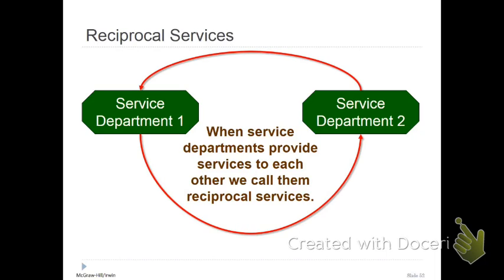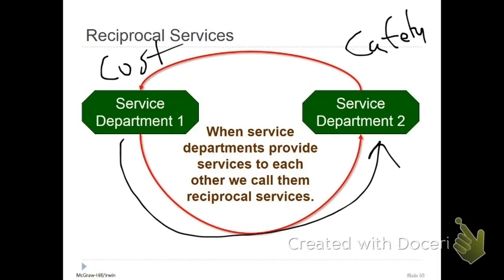An example of this could very easily be custodial, and suppose I have a cafeteria. Neither of them are in the business. I may be a law firm, and I may have a cafeteria and a custodial staff. Both of these are servicing my attorneys in the firm. But I have the custodial staff that cleans up the kitchen. So they're providing services to the cafeteria. Those are what we call reciprocal services.